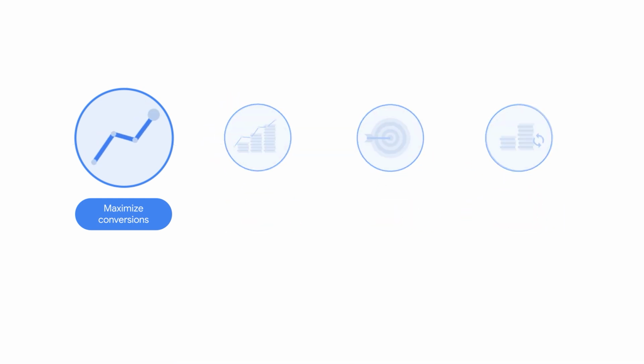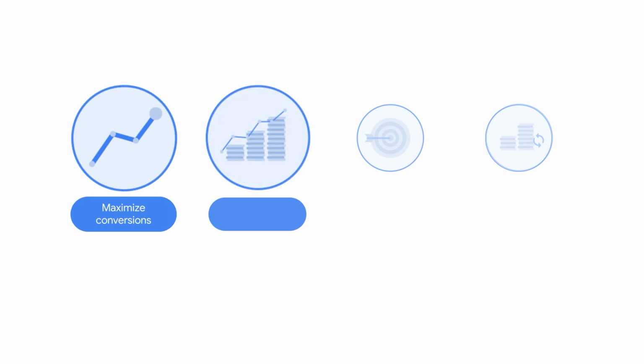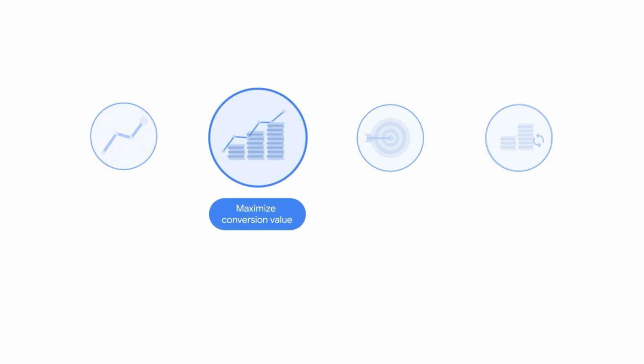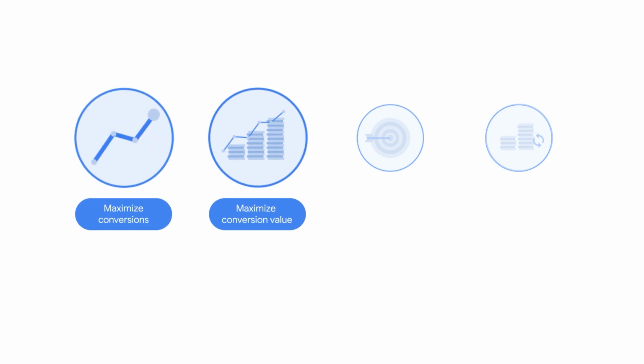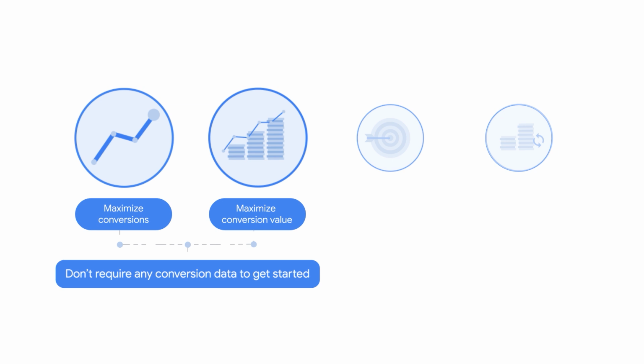Maximize conversions drives as many conversions as possible within your set budget. On the other hand, the newly launched Maximize Conversion Value for search helps you drive as much conversion value as possible within your budget. Both bidding strategies are best for advertisers who don't have a target CPA or ROAS in mind and don't require any conversion data to get started.